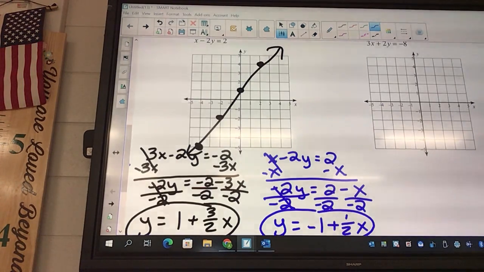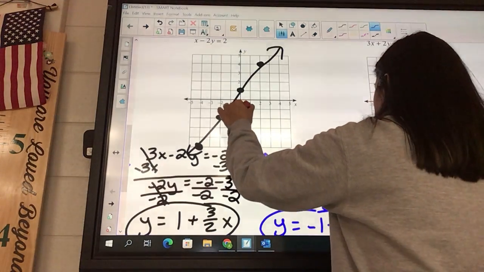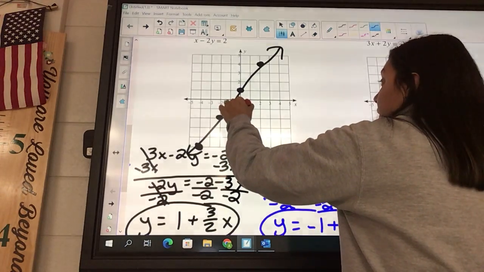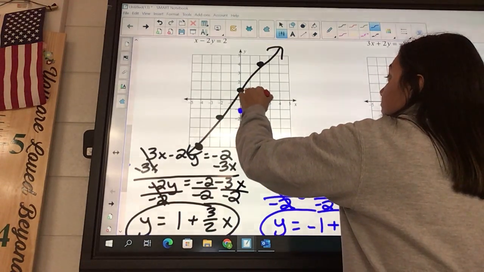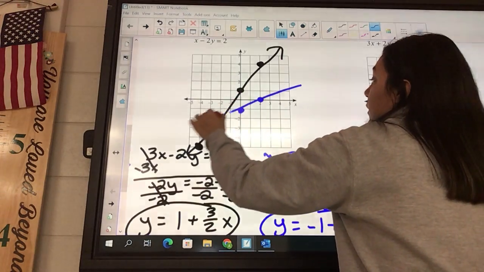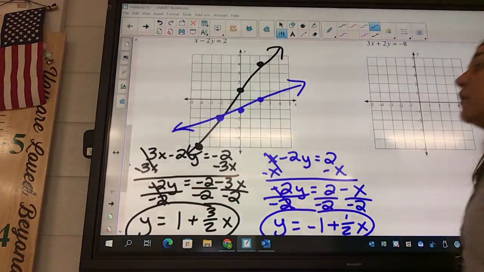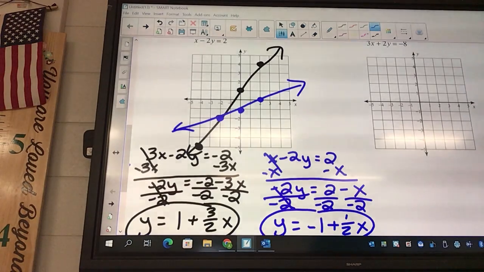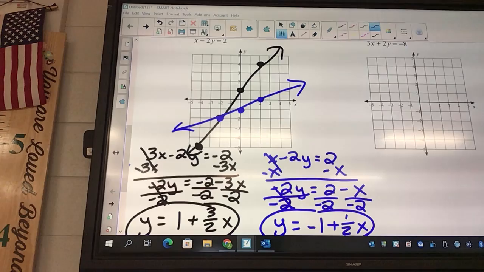Line 2, where does it start? -1. And our slope is 1/2. So we're going to go up 1/2, or you can go down 1 over 2. What is the intersection point? -2, -2.